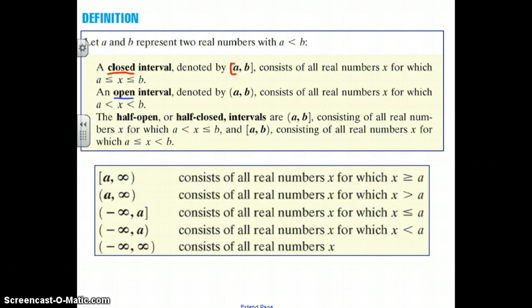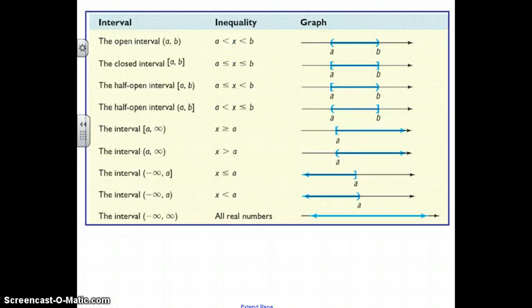So for closed intervals, it means I'm using a bracket. For open intervals, it means I'm using parentheses. It just means I can't include those values of a and b. That's what an open interval is. I can have half open and half closed intervals. That just means one side is a closed dot, the other side is an open dot. And remember, for infinity, I can never reach positive infinity. I can never reach negative infinity, so you never put a bracket on the infinity sign. Here are all the different forms that you could use with parentheses or brackets.